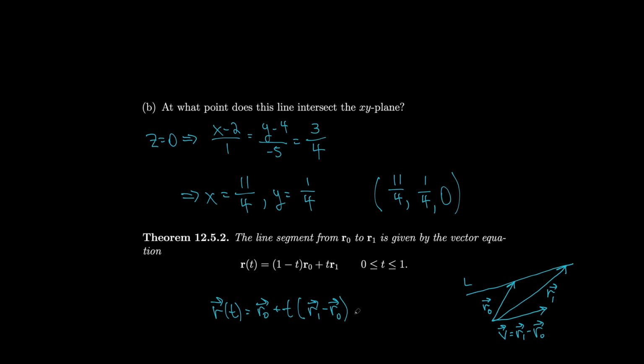Notice we can turn this equation into this equation by distributing t and then grouping together our t terms, because we get t R1, and we group together R0 terms, we get minus R0 times t. So we have R0 plus minus R0 times t. So factoring out R0, we get (1 minus t) times R0, and then the t R1.